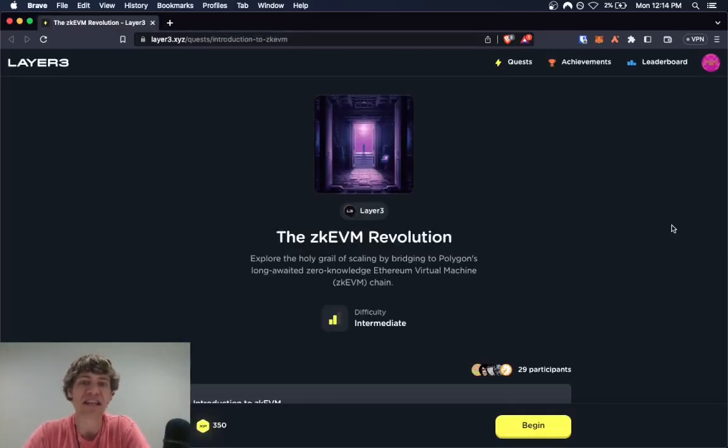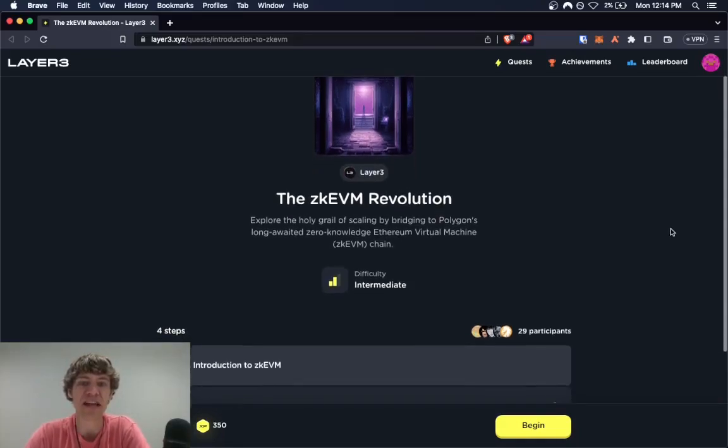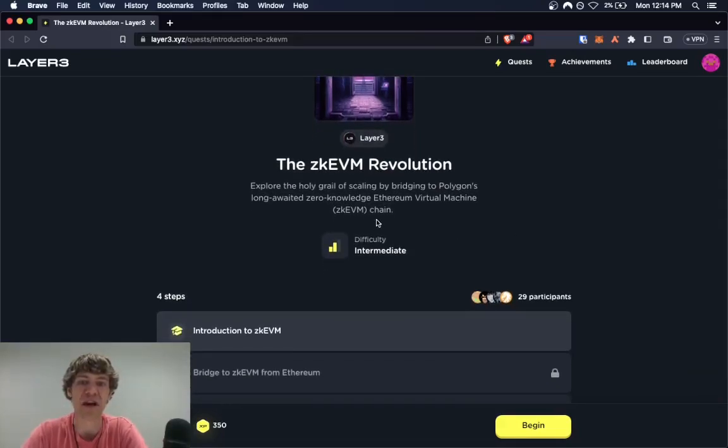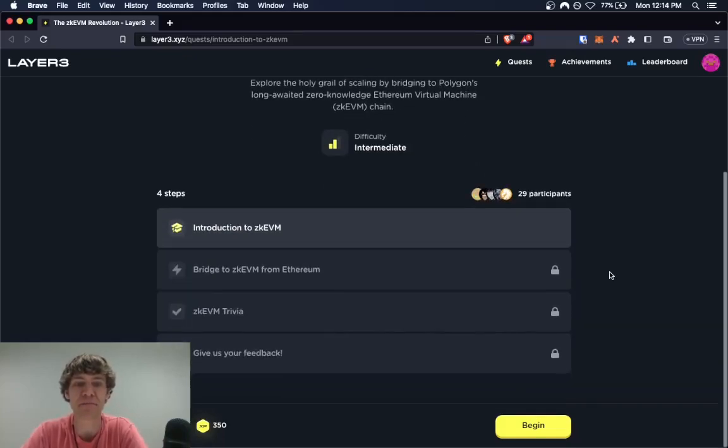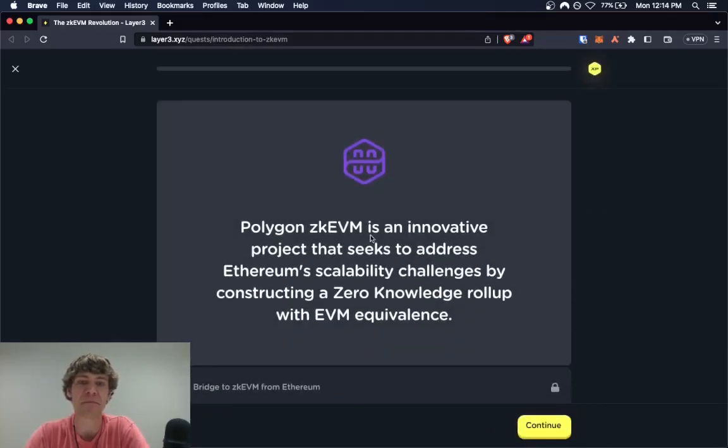Next, we'll go into the zkEVM revolution, explore the holy grail of scaling by bridging to Polygon's long-awaited zero-knowledge EVM or Ethereum virtual machine chain. So introduction to zkEVM. Polygon zkEVM is an innovative project that seeks to address Ethereum's scalability challenges by constructing a zero-knowledge rollup with EVM equivalence. The zero-knowledge is just the type of technology, and it's way more secure than what you would call optimistic rollups that are run by Arbitrum and Optimism.